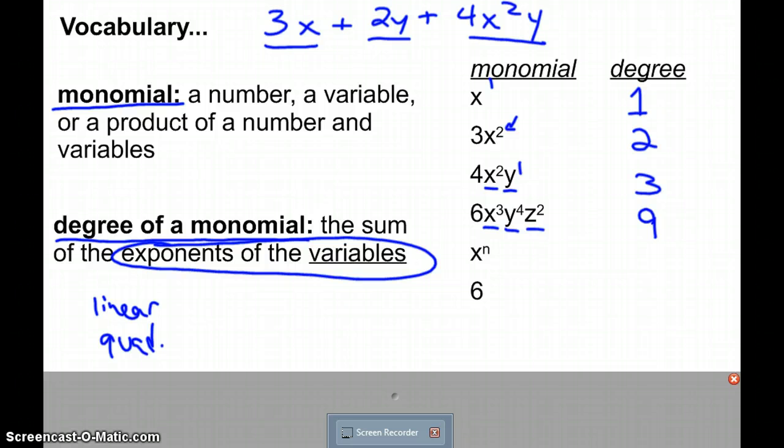x to the nth: if you have exponents that are variables, the degree is the exponent, and so this would be an nth degree term. And if we look at our constant, the value of 6, there is no variable, and so we would say that the degree of that term is 0.